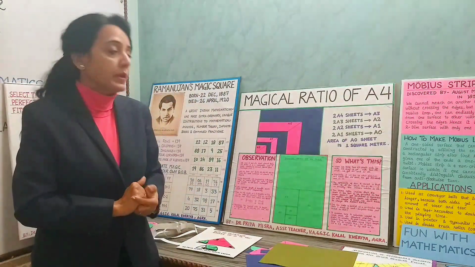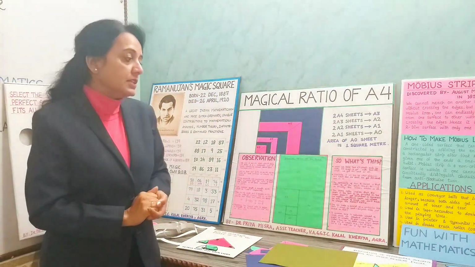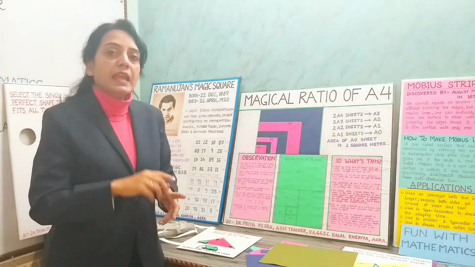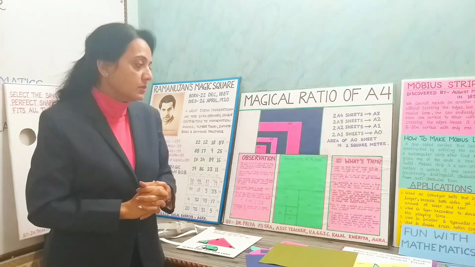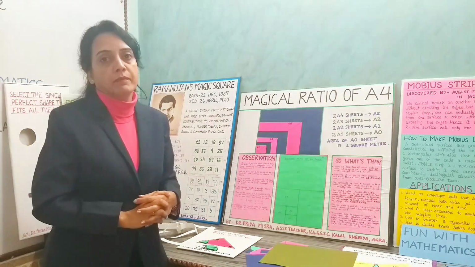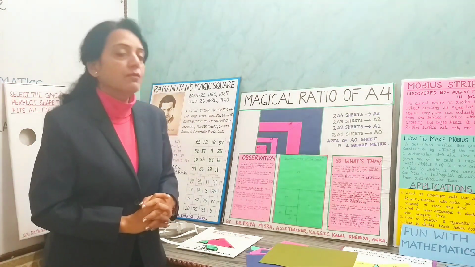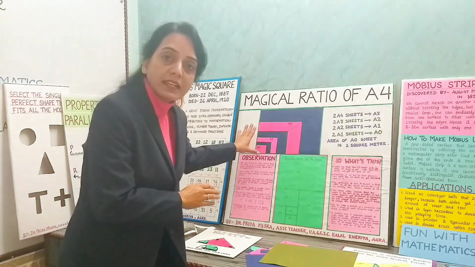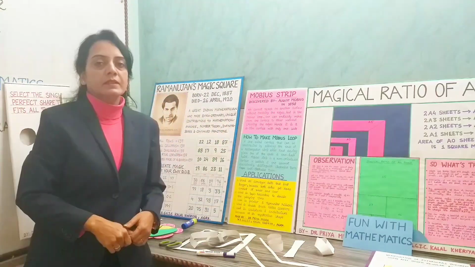Standard photocopier paper is usually 80 GSM, that means grams per square meter. Thus an A0 sheet being 1 square meter weighs 80 grams and A1 weighs 40 grams. This is all about the beauty hidden inside this A4 sheet.